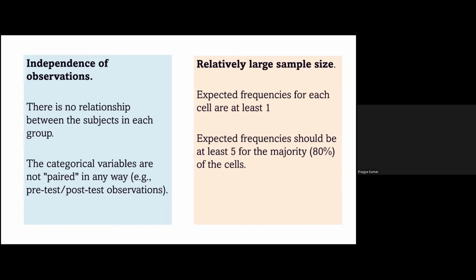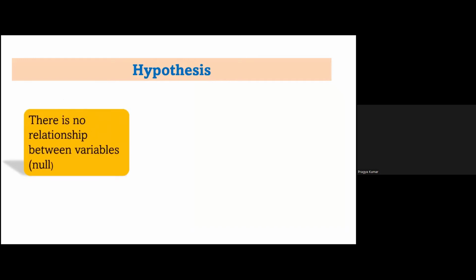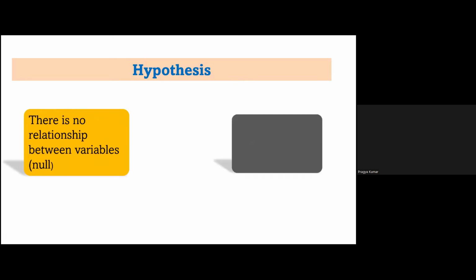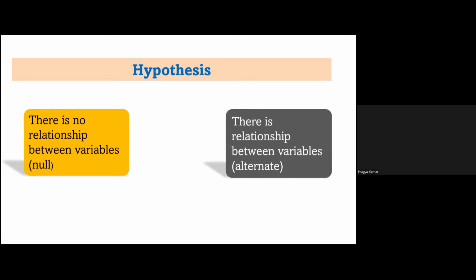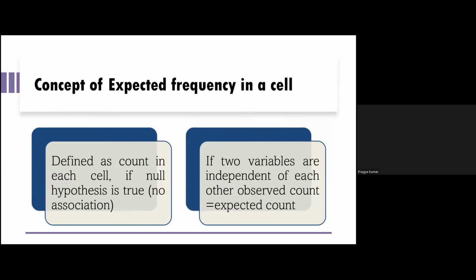Because this is one of the assumptions: the expected cell frequency should be at least 5 for the majority of the cells. Now, what is the null hypothesis? The null hypothesis states that there is no relationship between the variables, whereas the alternative hypothesis states that there is a relationship between the variables.